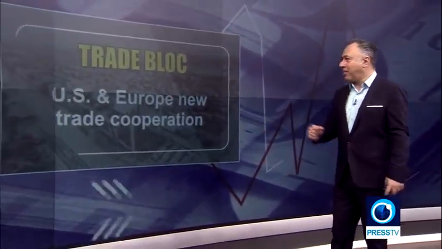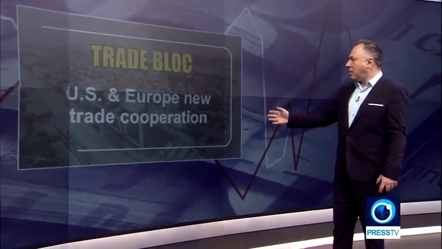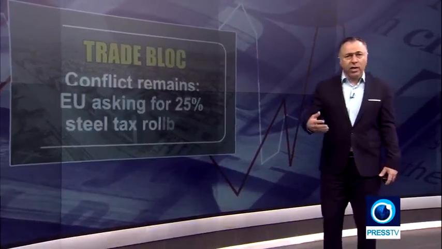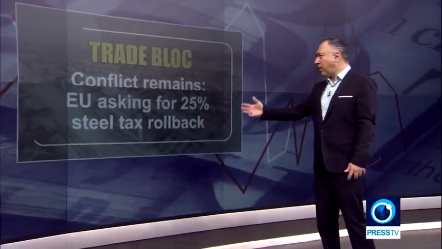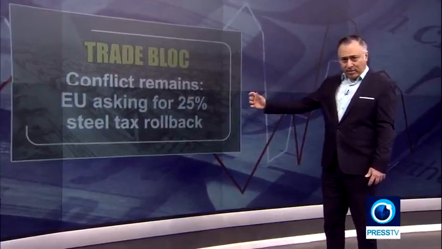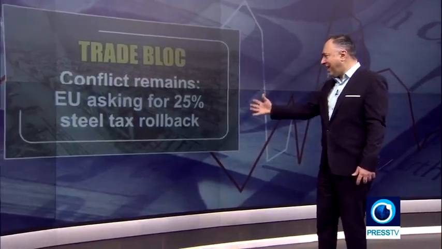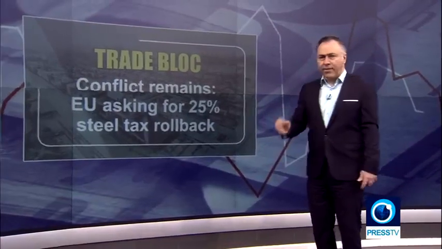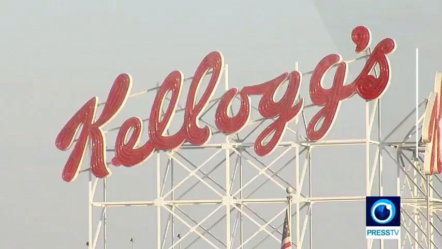Next up, trade bloc. Well, it's a good topic, our topic of the program. The U.S. and Europe are after a new trade cooperation. It seems like that's in the works. However, there are stumbling blocks. One of them is a big conflict where the EU is asking the U.S. for a 25% steel tax rollback. If you remember, the previous U.S. President Trump is the one who actually executed that, and now the EU wants that rollback.